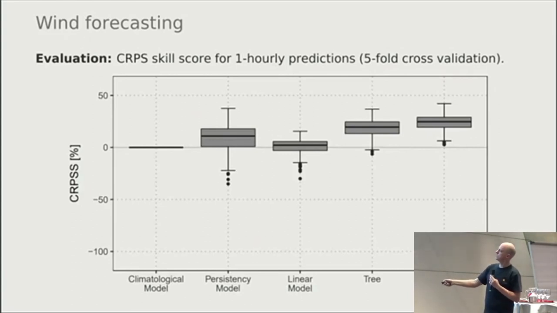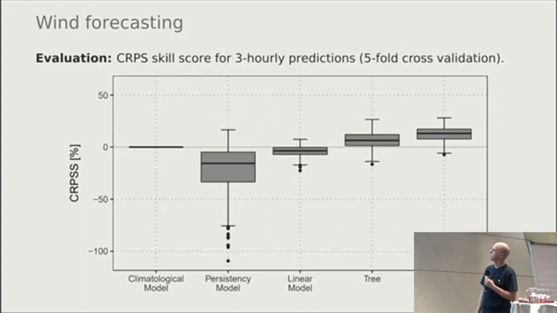And we see we have climatology as the reference. And we see that the persistency already does a bit better, does also better than a linear model. But the tree and also the forest gain on this. And we have here about a 20% improvement in the CRPS. So there's a substantial improvement again.